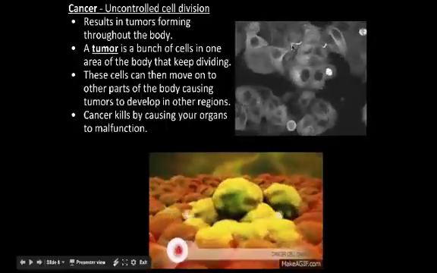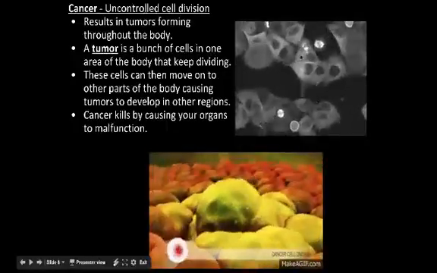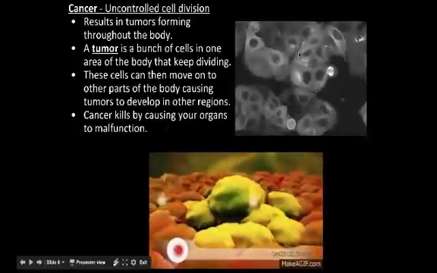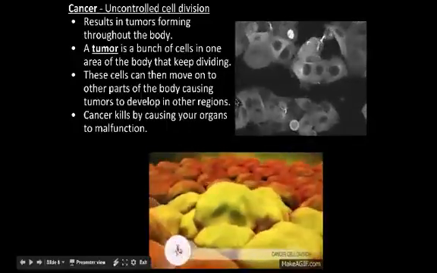But you can see these chromosomes here. Chromosomes are these white things that start to form and get pulled apart, and all these cells are splitting at such a rapid pace.